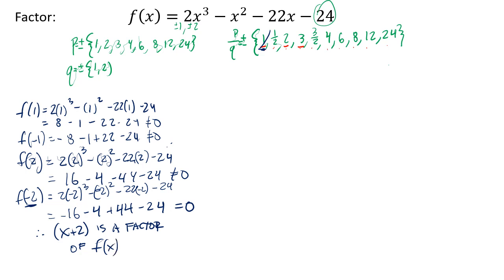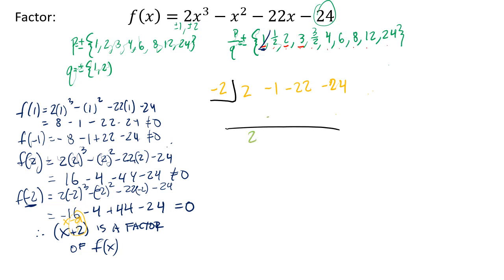Now, what do we do when we have this information? We use synthetic division. So we are going to do synthetic division with 2. Oh, sorry, not 2, negative 2, right? Because if this was x minus a, this would be negative a would be 2, so a would be negative 2. The coefficients of the original polynomial are 2, negative 1, negative 22, and negative 24. So let's bring these numbers down.